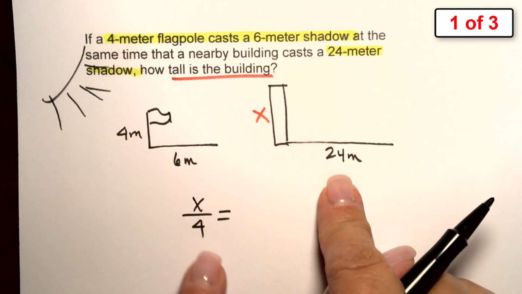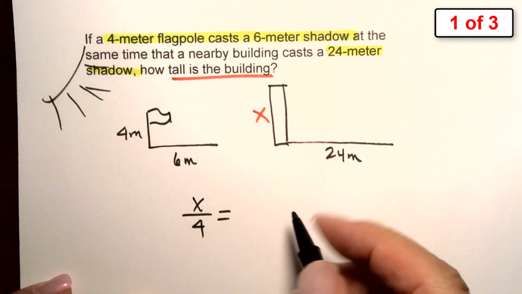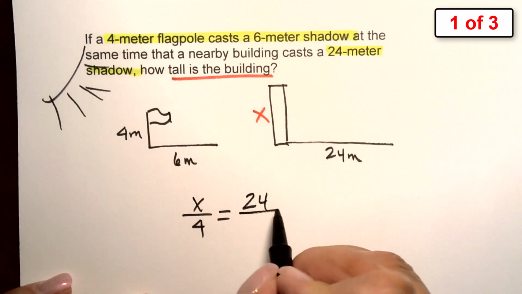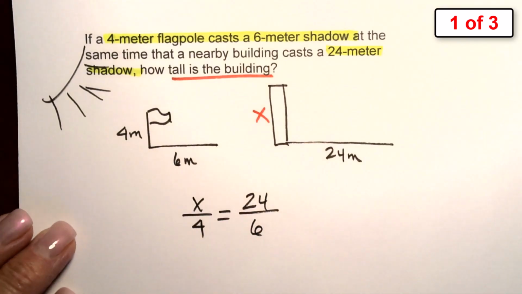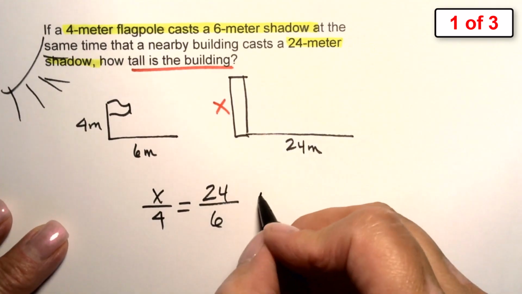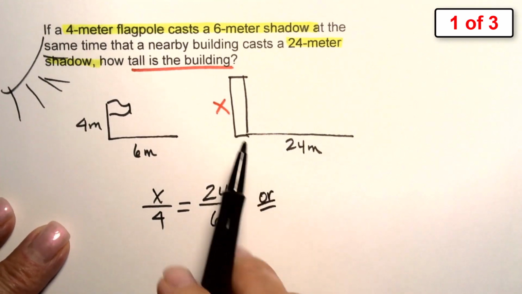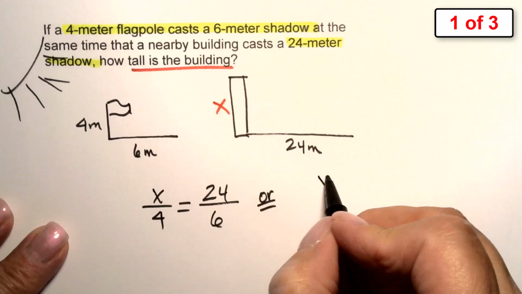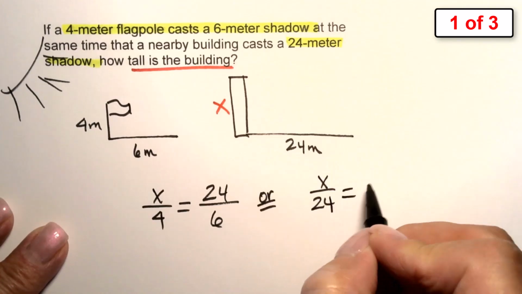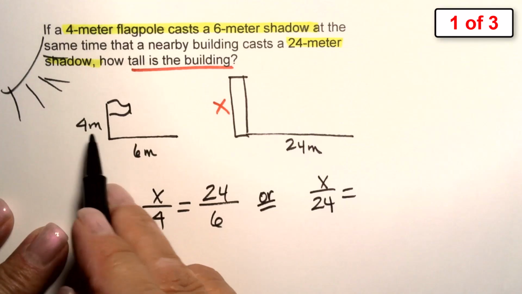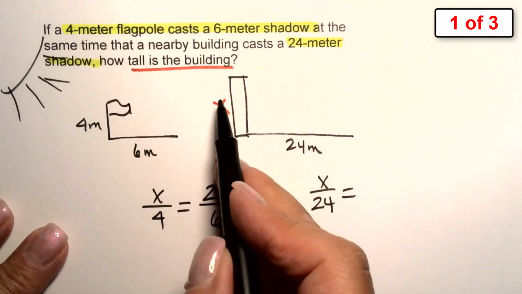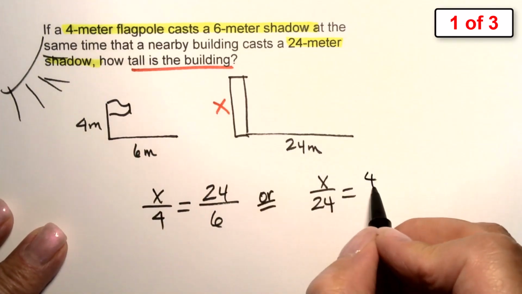If x is on top, the 24 needs to be on top on the other ratio, and then the 6 goes on the bottom. If someone else would set it up differently, they might go x over 24, and that's fine. And then over here, they'd still have to line things up. It'd have to be 4 on top because it goes with the x. So 4 over 6.